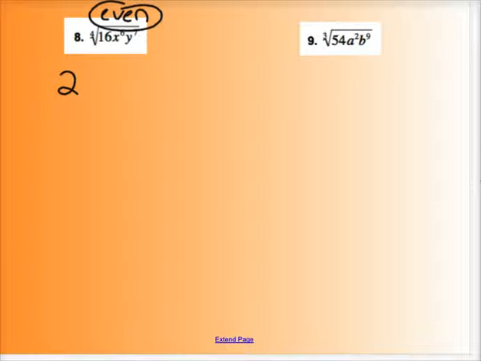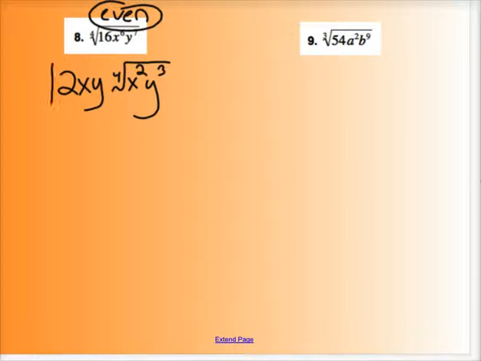Now, 4 does not go into 6 nicely, so now we have to start considering. The number 4 goes into 6 once, so I can pull out an x to the first, but then there's a remainder of 2 left inside the radical. In terms of the y's, 4 goes into 7 once, but then there's a remainder of 3 that's left inside the radical.